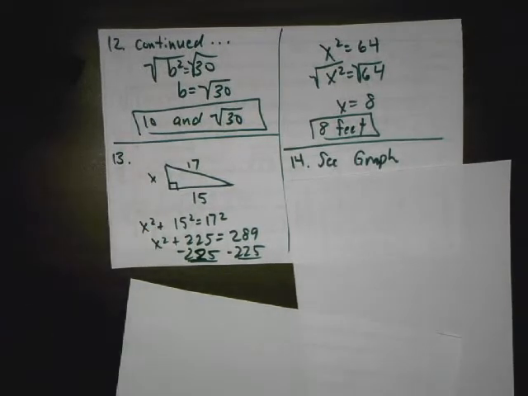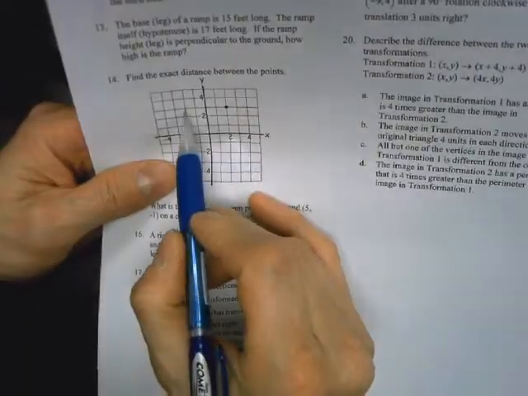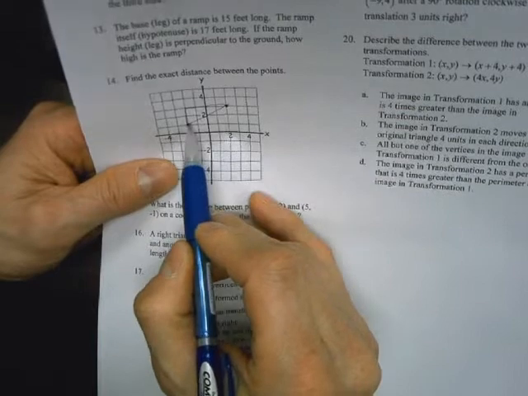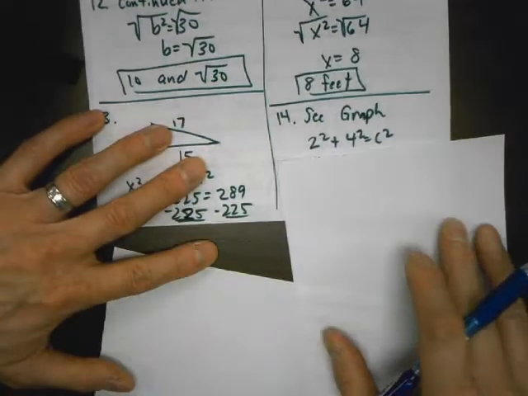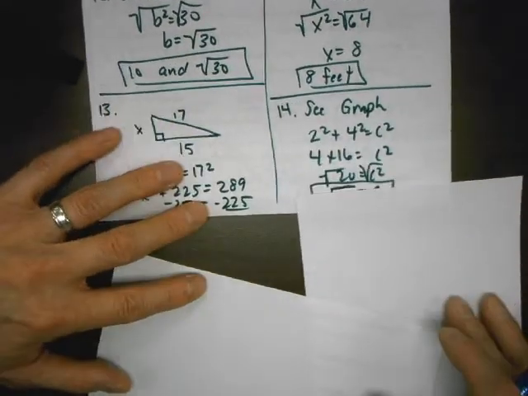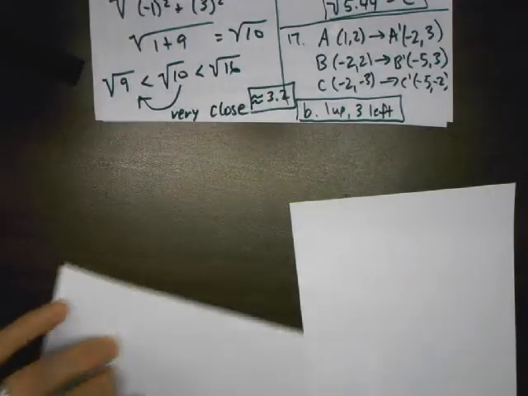So for 14, we have a graph. Now, if I'm going to find the distance between these two, one way I can do this is I can just draw a right triangle. If they're going to give me the graph, I'll just do it that way. It's a little bit faster. So I see this side is 2 and this side is 4. So I use the Pythagorean theorem. 2 squared plus 4 squared is 4 plus 16, or the square root of 20. That's an exact answer because that's what they asked us for.